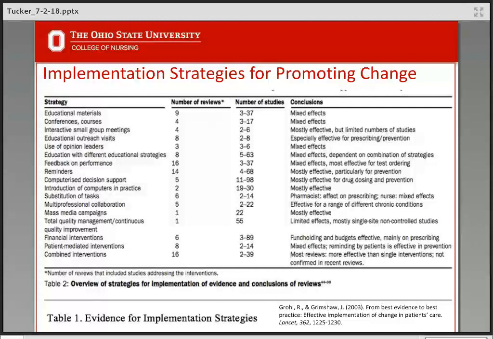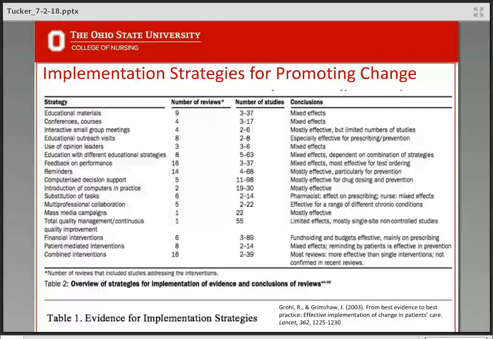And you can see that probably the most effective types of strategies are interactive small group meetings. Opinion leaders got mixed reviews, as did educational strategies. But then you see reminders, decision support from computers, introduction of computers into practice, all had moderate to good effectiveness. And then we also see it for multi-professional collaboration, for mass media campaigns, and for combined interventions. And these just remind us of the most robust strategies.